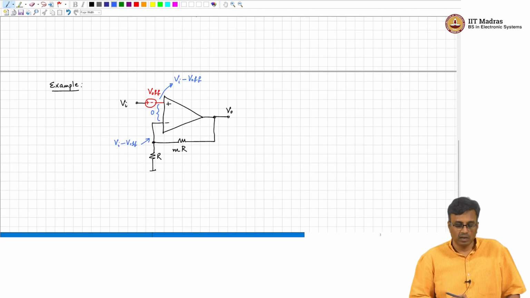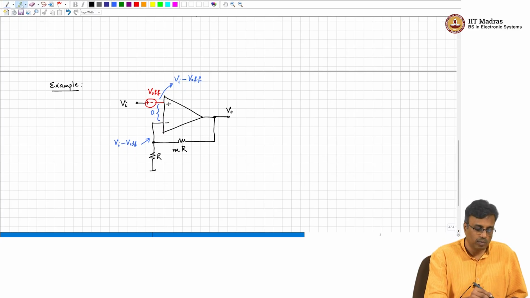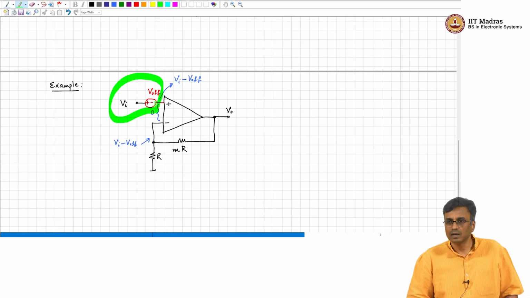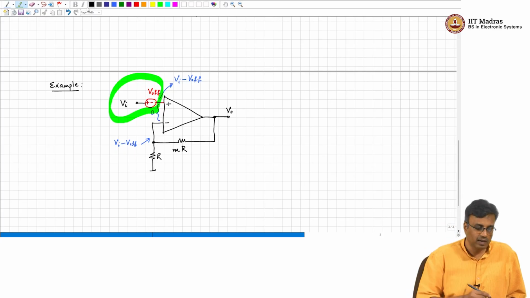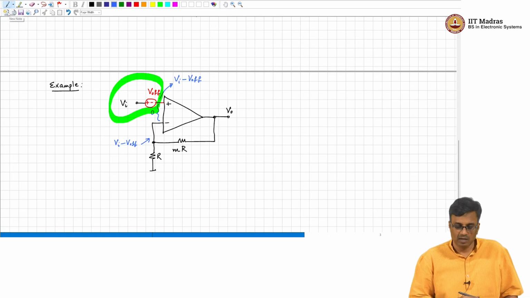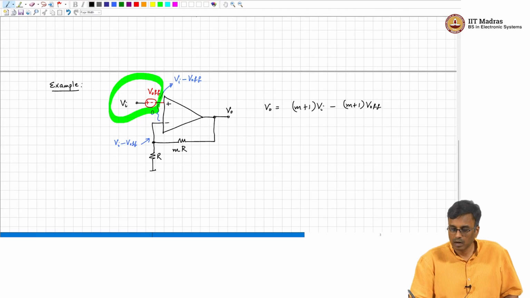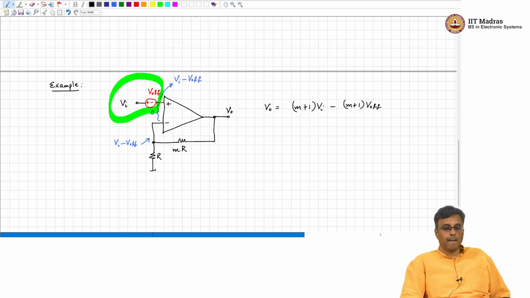And so, basically you can think of the input as being V I minus V offset rather than V I, and the rest of the circuit you have seen already. So, V O is simply (m plus 1) times V I minus (m plus 1) times V offset. Does that make sense? Okay.